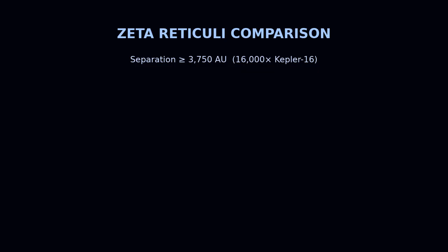Zeta Reticuli is a far wider binary. The two solar analog stars are separated by at least 3,750 AU, more than 16,000 times the separation of the Kepler 16 binary. Their orbital period exceeds 170,000 years.